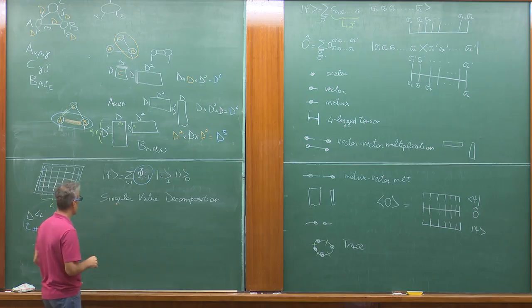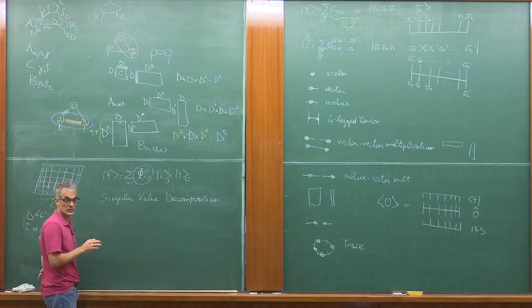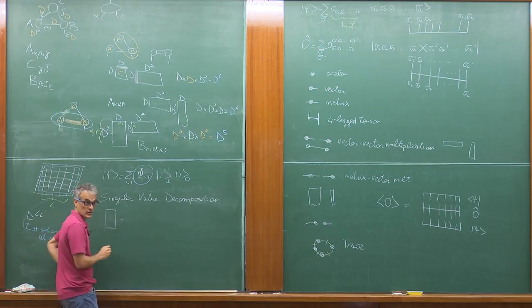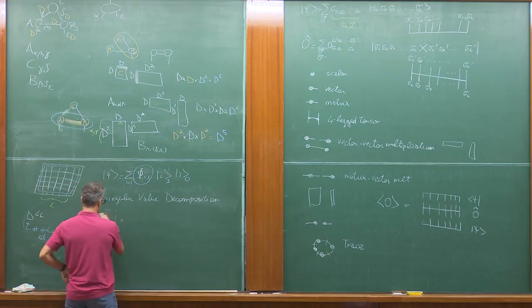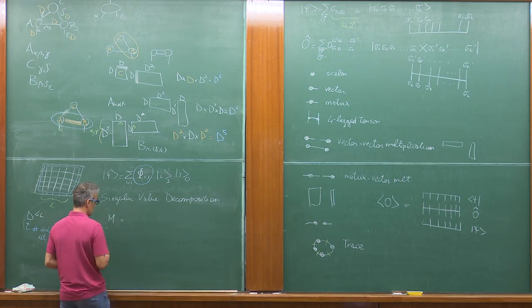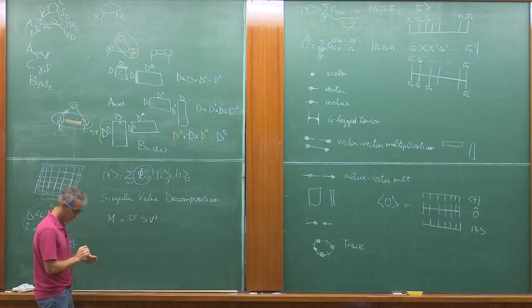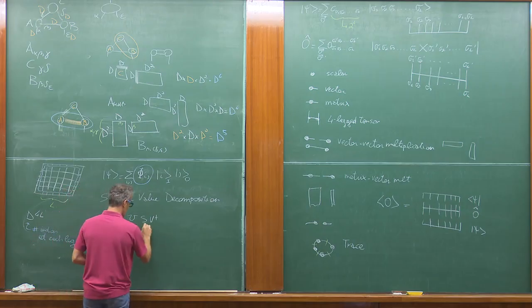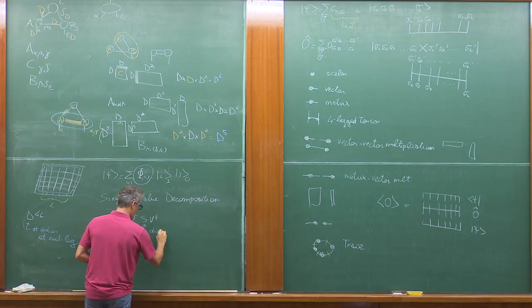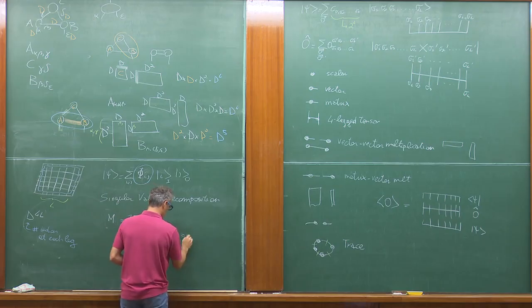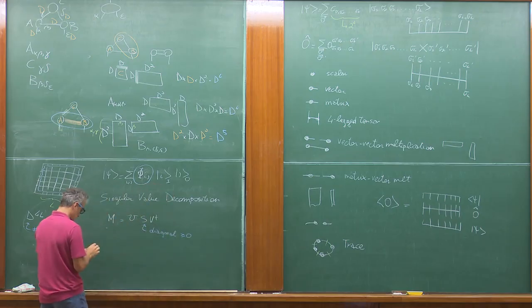So for any matrix, of any size, it doesn't have to be a square matrix, you can always do a singular value decomposition. Let's say M equals U S V dagger, where S is a diagonal matrix with entries which are non-negative, and then U and V are unitary.